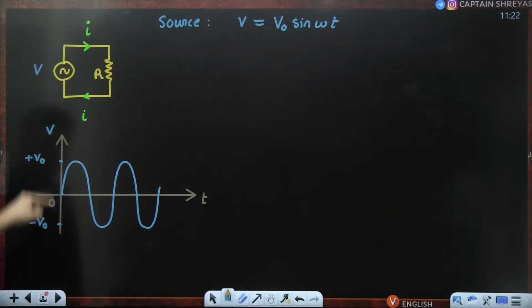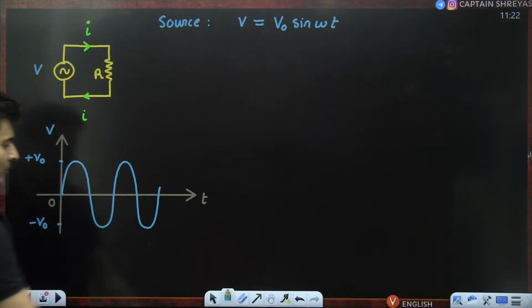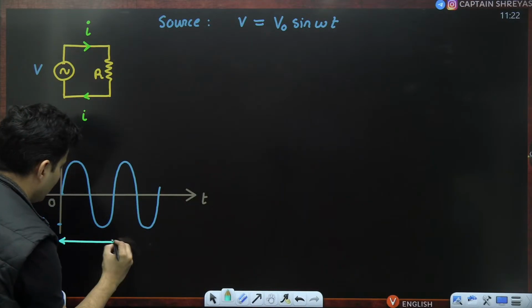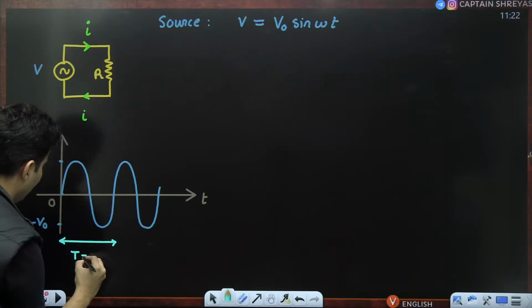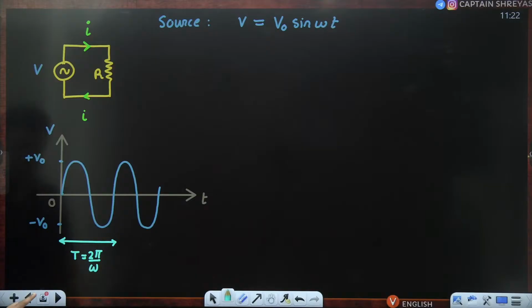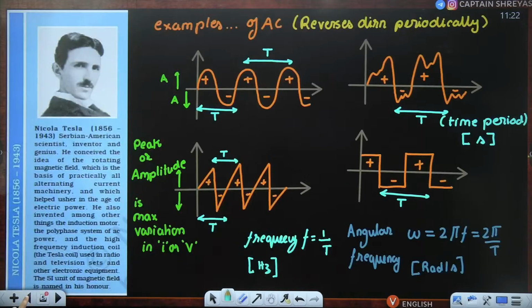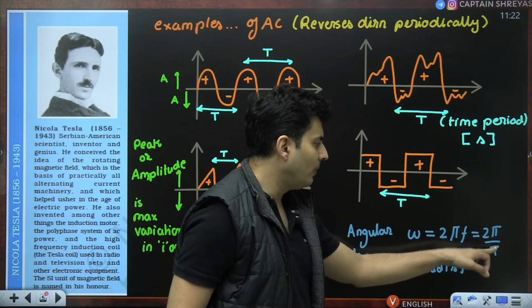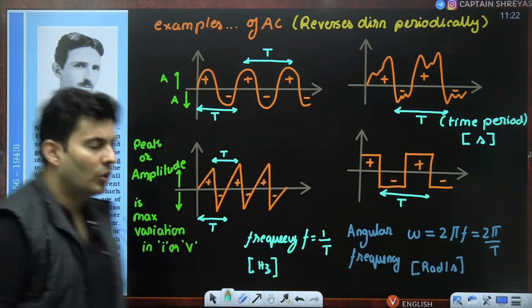So plus V0 to minus V0, it will keep oscillating, and needless to say, from here to here is basically one time period, which is 2 pi divided by omega. Remember, omega was 2 pi by T. So T will be 2 pi divided by omega.